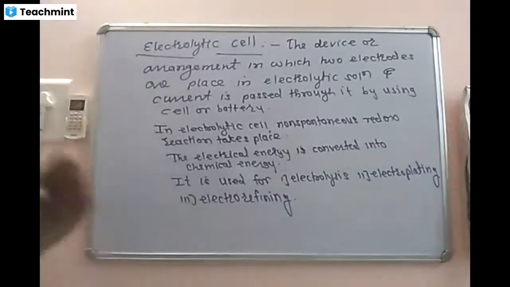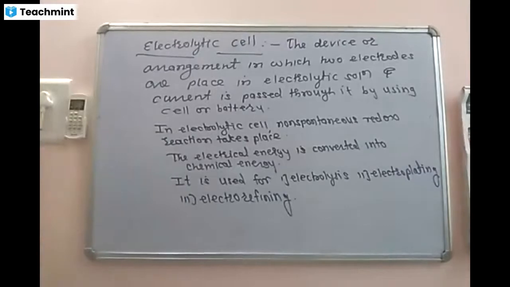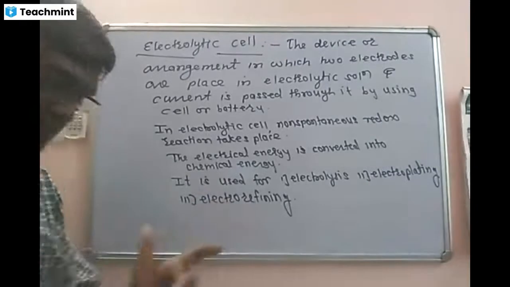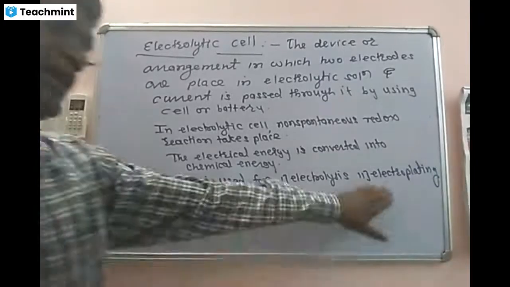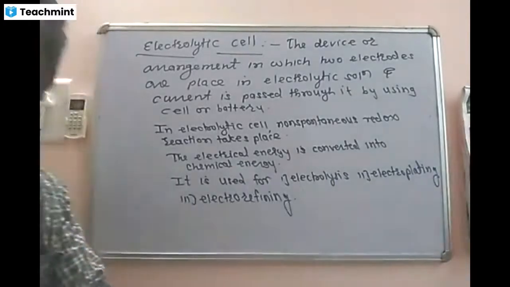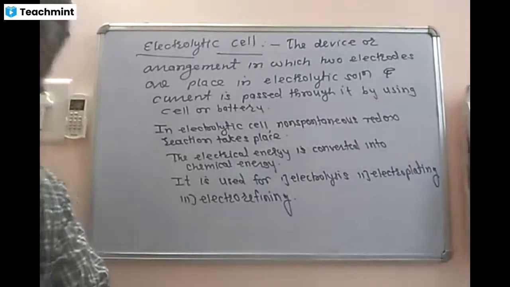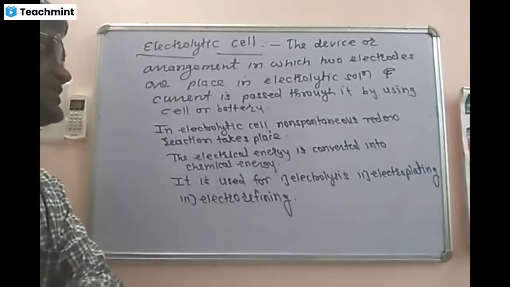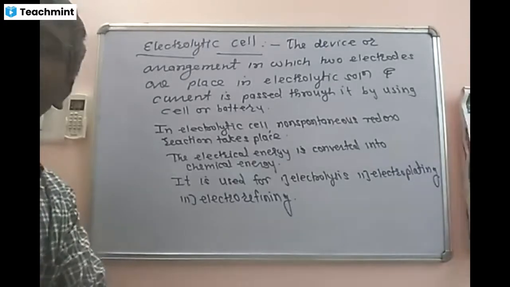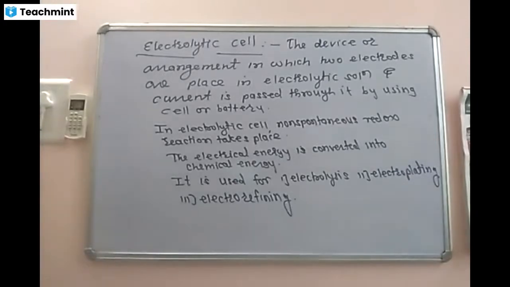electro refining, purification of impure metal, that is called as electro refining. Electrolysis, that is decomposition. Electroplating, coating of one metal over the surface of other by using electrolysis, that is called as electroplating. Electroplating जो है, that is a process in which one metal is coated over the other by using a process of electrolysis. So this is all about the electrolytic cell and electrolytic cell reactions.